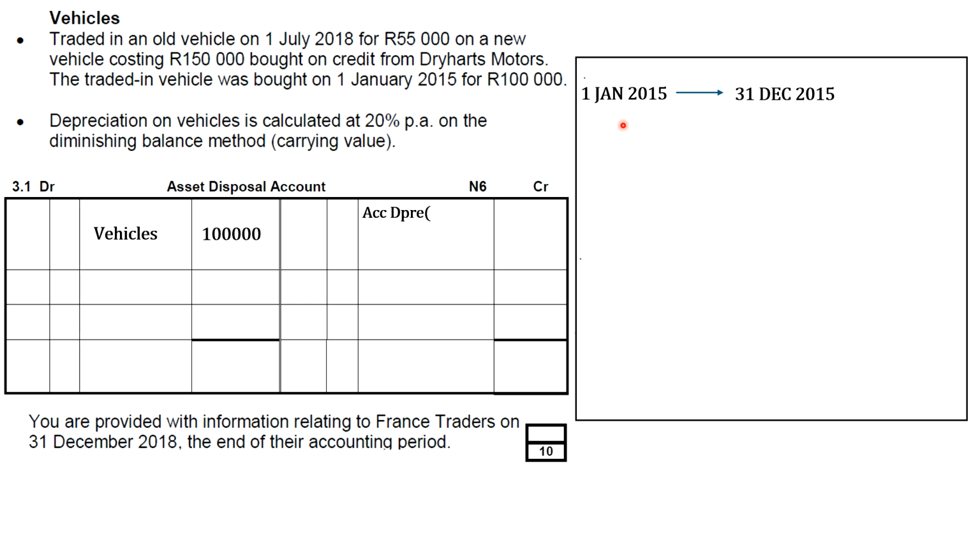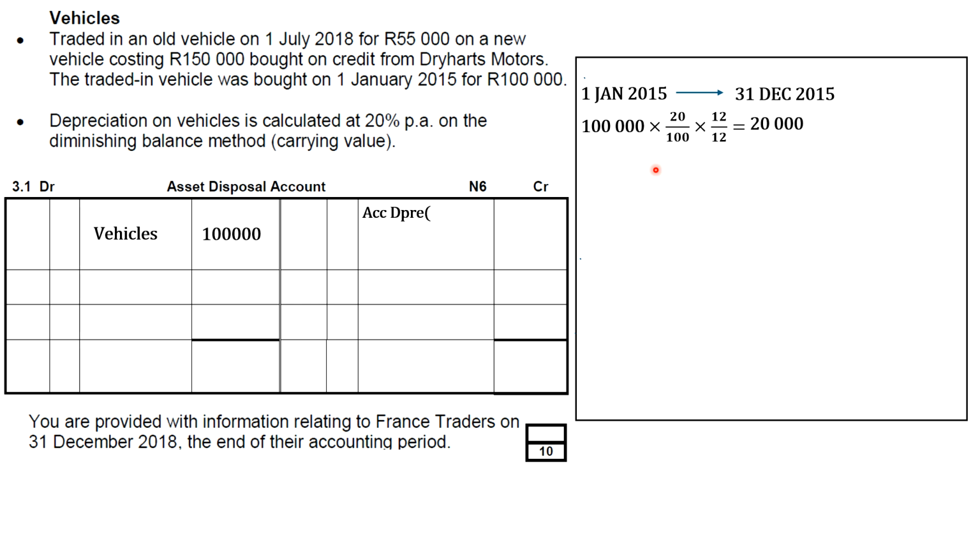Our calculation is going to be this: 100,000 times 20 over 100 times 12 over 12. So 100,000 is our cost, times 20 over 100 is the percentage we're given, times 12 over 12, because from 1 January to 31 December it is 12 months. I know they said diminishing balance method, but since this is the first year, we do not have an accumulated depreciation, so we're just going to calculate it on cost. So our answer is going to be 20,000.